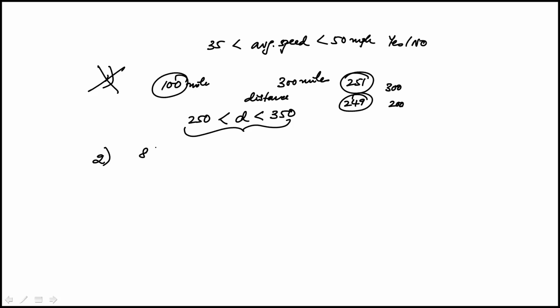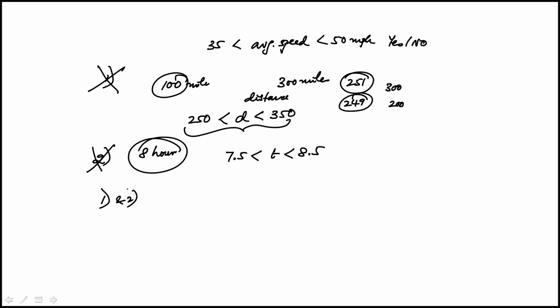Statement 2 tells us the time it took to the nearest hour. And again, that means that the time is between 7.5 and 8.5. So 2 alone is insufficient because I have no information about the distance. Now I have to combine 1 and 2, and I have to see, does it fall in that range? So I'll look at the extremes first.